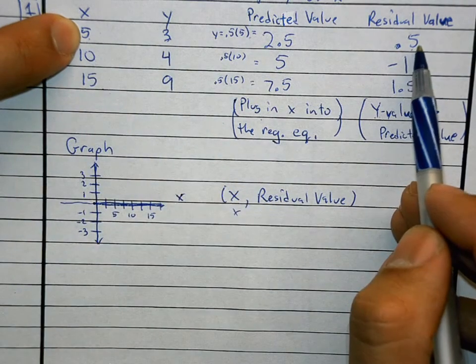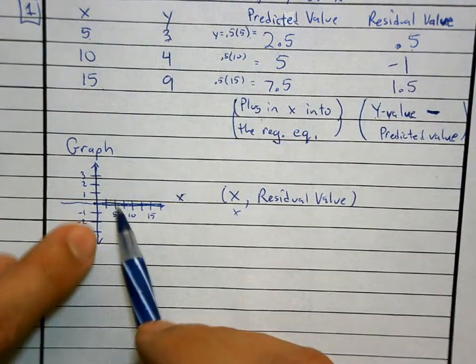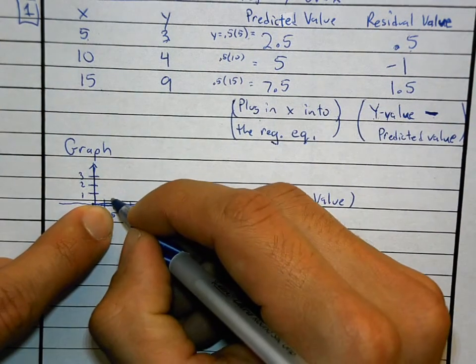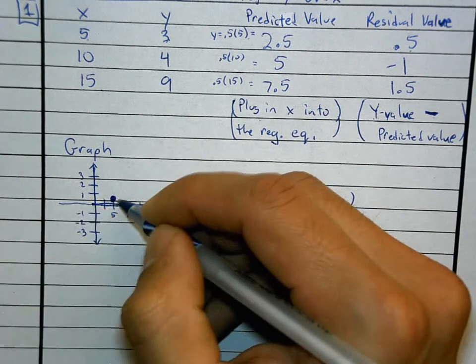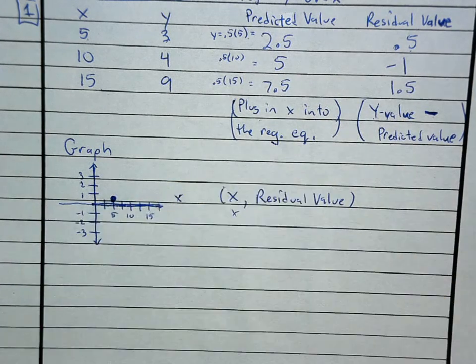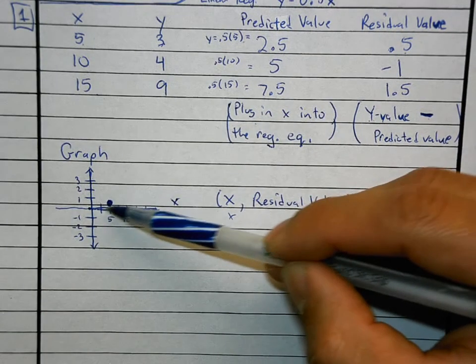How far above the line is it? 0.5. So I go over here to 5, and I need to put a dot at 0.5. I'm going to make it kind of big so you can see it. I'm not quite at 1. I'm at 0.5. You see how that works? I'm halfway up to 1.